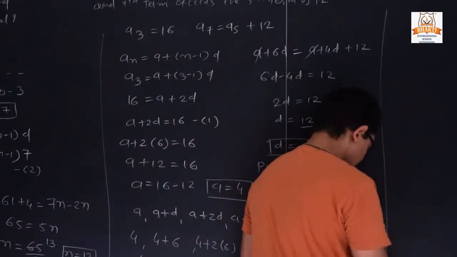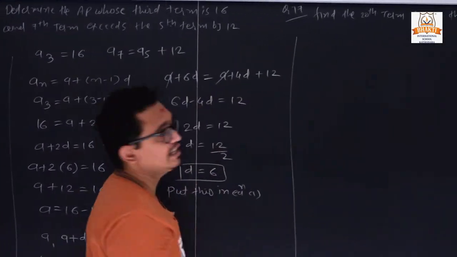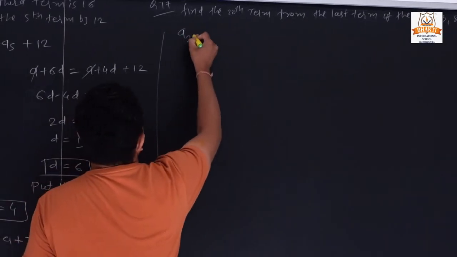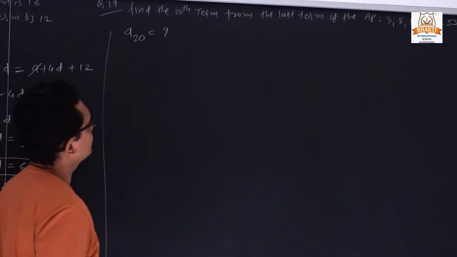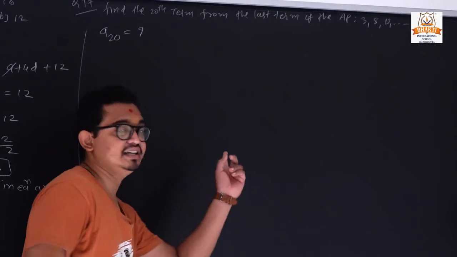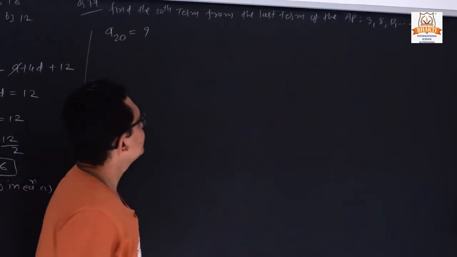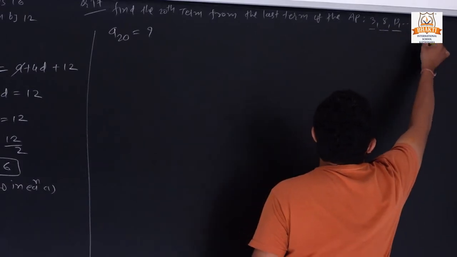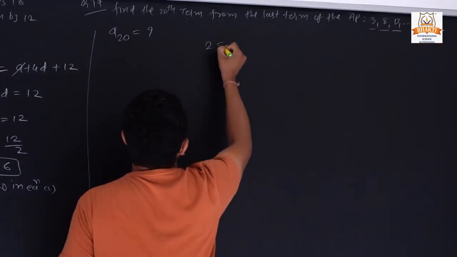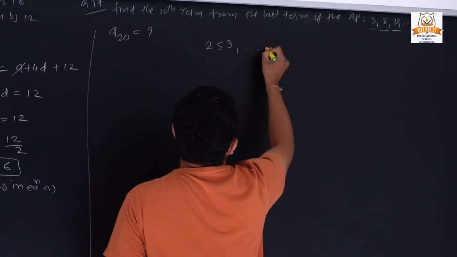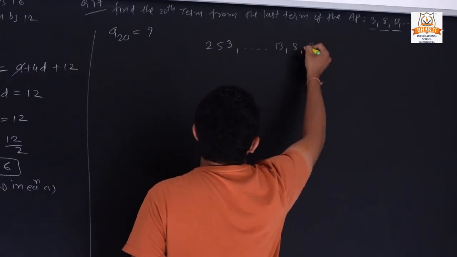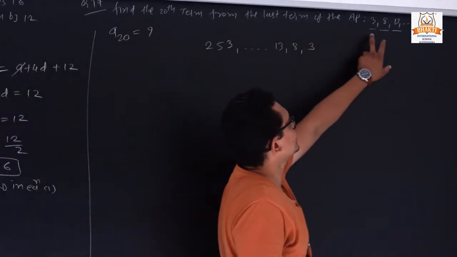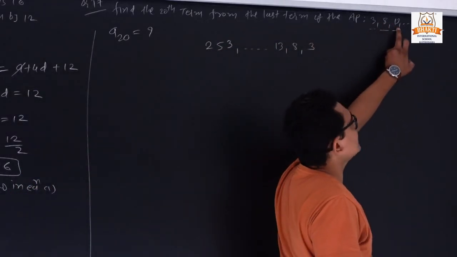Now next, question number 17. Find the 20th term. It means we want to find out the 20th term from the last term, meaning the series is given in reverse. Here it is last term, then last first, then last second, like that. So it is our first term. So we can make the series like that: 253, then 13, 8 and 3. Because here they are saying last term of AP, so it is last term, then last first, then last second, like that.